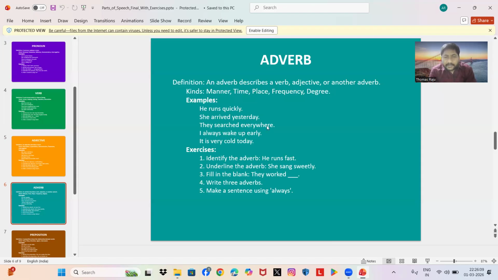They searched everywhere. What is verb in this? Searched is verb. What is adverb? Everywhere is adverb. I always wake up early. What is wake here? Wake is verb.